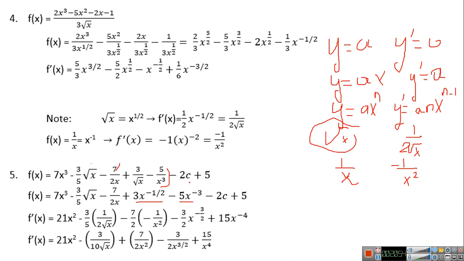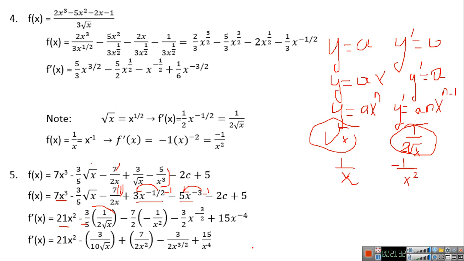This is a constant. Why? Because its derivative is 0. So I start. The derivative of 7x cubed is 21x squared, minus 3 over 5. What's the derivative of radical x? The derivative is 1 over 2 radical x, you can see it here, so I wrote it. Minus 7 over 2. Here I have 1 over x, so the derivative of 1 over x is minus 1 over x squared. Here you multiply 3 by minus half, minus 3 over 2, and you decrease the power by 1, so minus 3 over 2. Here you take the minus 3, so 15, and you decrease the power by 1, so minus 4. The derivative of c is not x, so 0. And the derivative of 5 is 0.